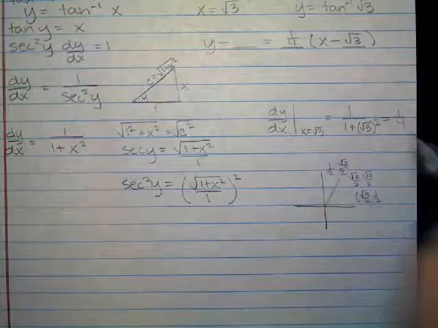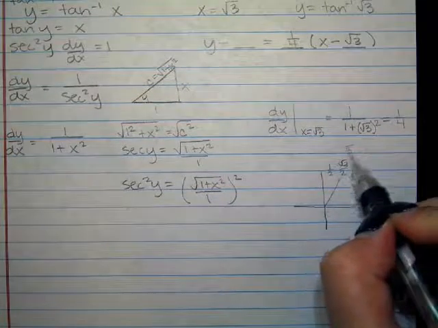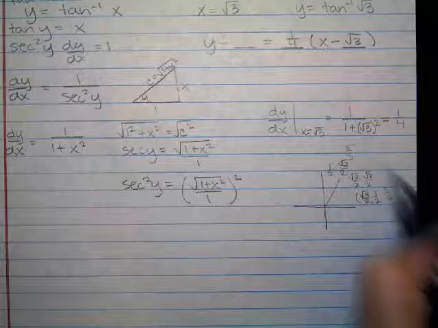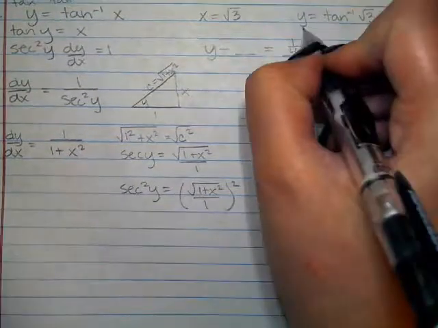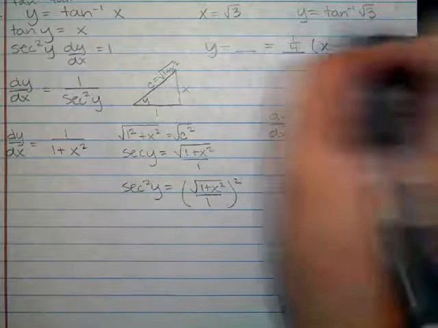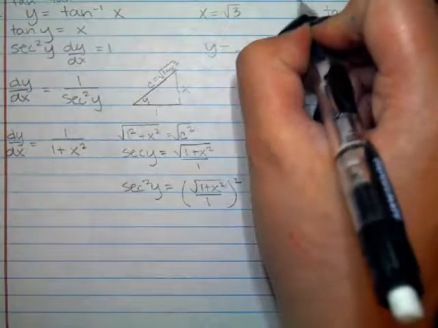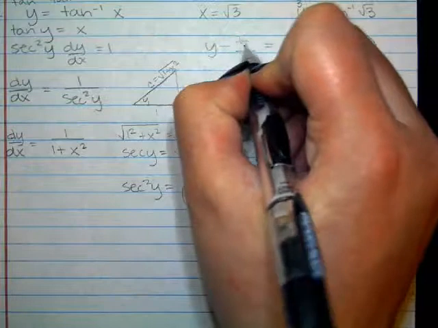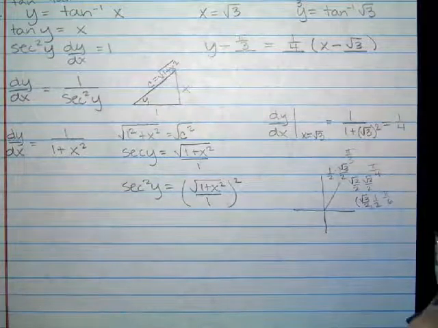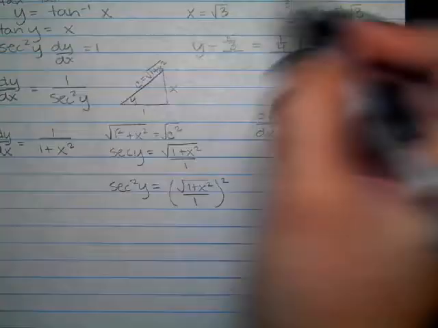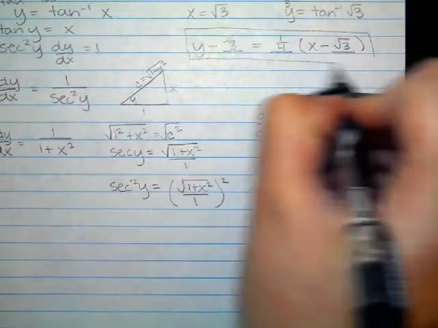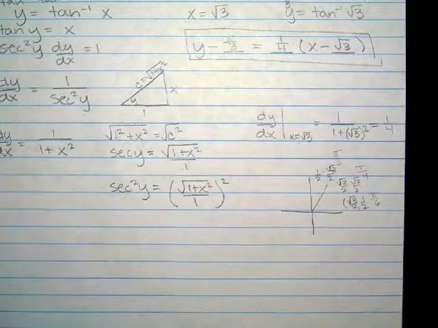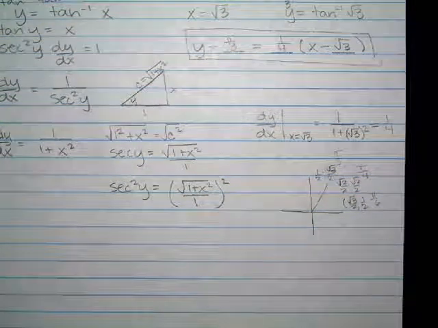So this is pi 6, pi fourths, pi thirds. So the y-coordinate there, tan inverse of root 3, is pi thirds. So the y-coordinate is pi thirds. There's your little mini trig lesson for the day. So y minus pi thirds equals 1/4 times x minus root 3. So the answer should be E. Answer E.